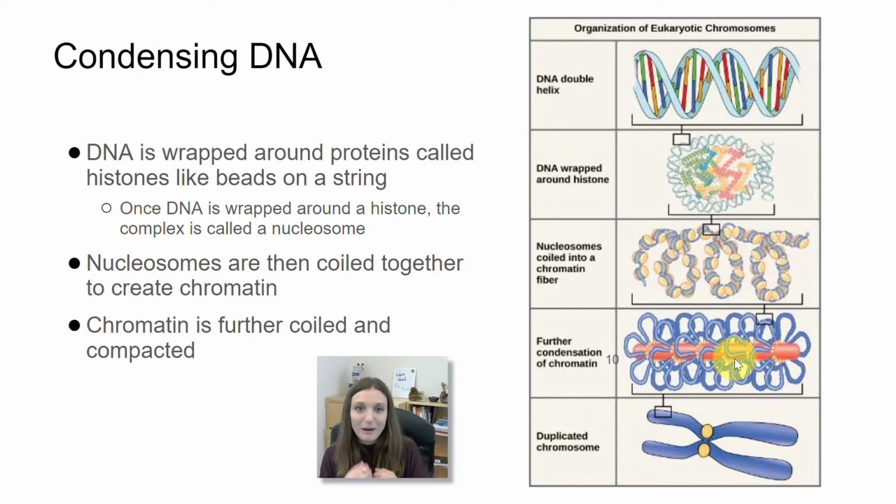The big idea here is that we're wrapping it around histones, and then we're hypercoiling, supercoiling it, so that it's nice and compacted into a structure that we call chromatin. So when DNA is condensed, we call it chromatin. That's the big thing I wanted you to get out of all that.